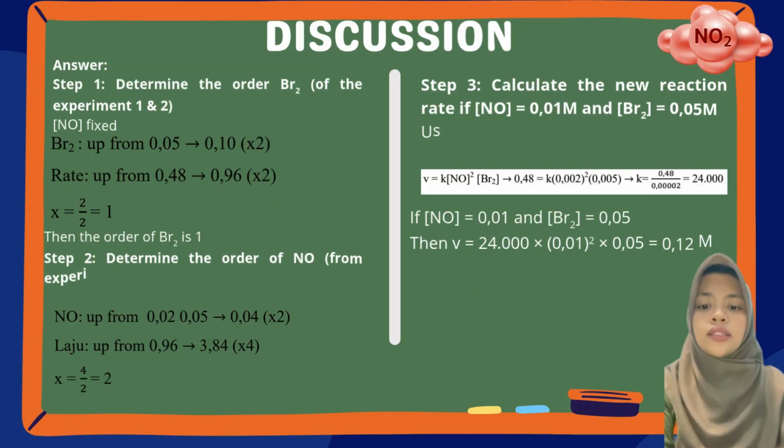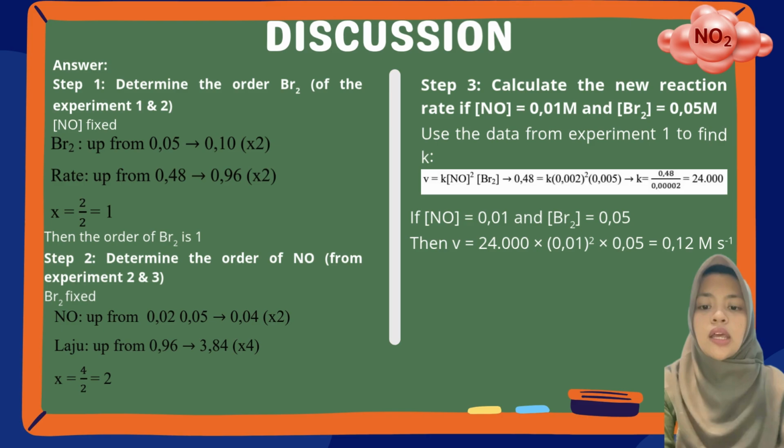In trials 1 and 2, NO is constant. Br2 concentration doubles from 0.05 to 0.10. Reaction rate also doubles from 0.48 to 0.96, so the order of Br2 is 1. Step 2. Order of NO. In trials 2 and 3, Br2 is constant. NO doubles from 0.02 to 0.04. Reaction rate increases 4 times from 0.96 to 3.84. So the order of NO is 2.